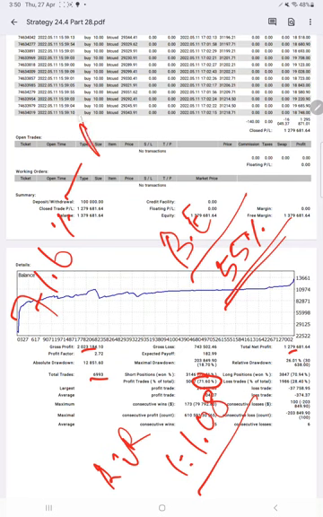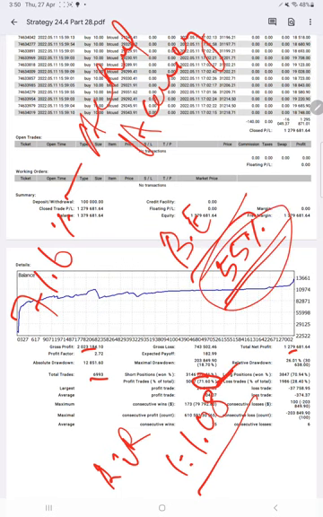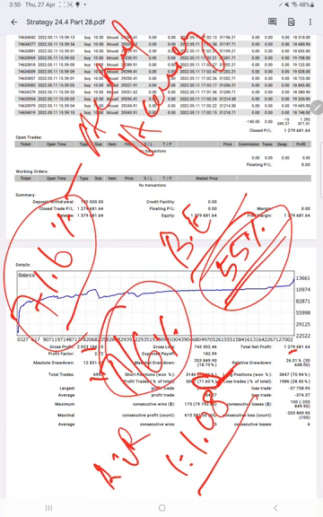71.6% is the actual accuracy. So 55% is what is required, and this is what we are achieving, 71%. So more than what is required, we are up by 16%. So this shows the strategy is successful and making consistent profit.